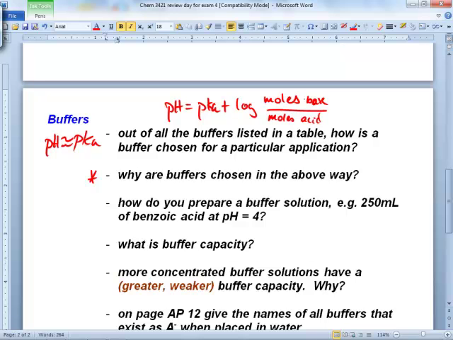Yeah, because like they said, this number is, I don't know, 18. This number's 18. 18 over 18 is 1. Log of 1 is 0. That whole thing's 0. So pH equals pKa. Right? Okay.